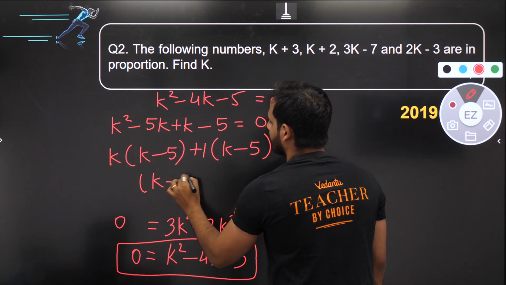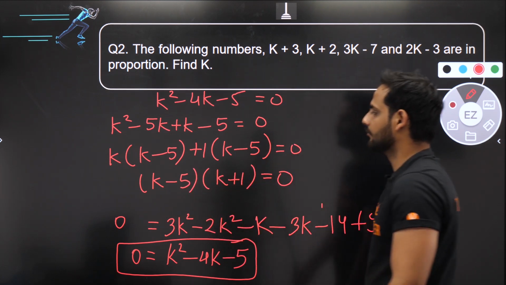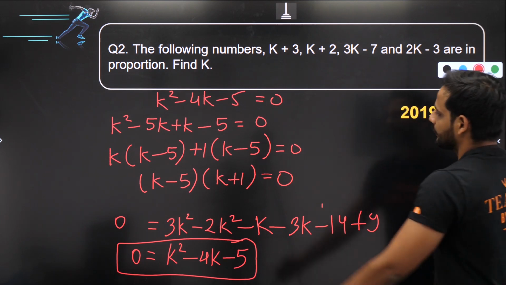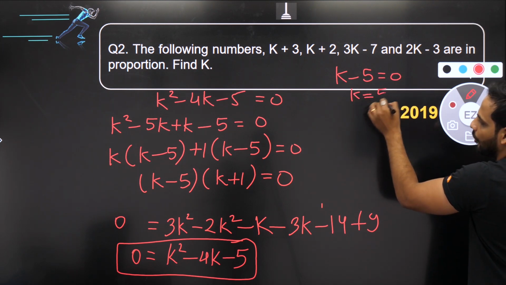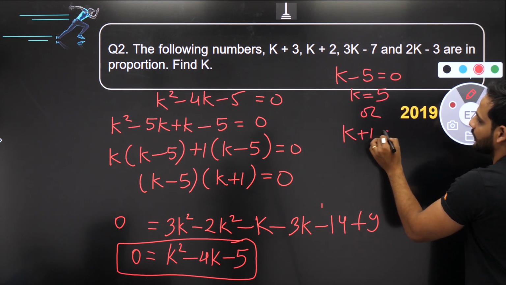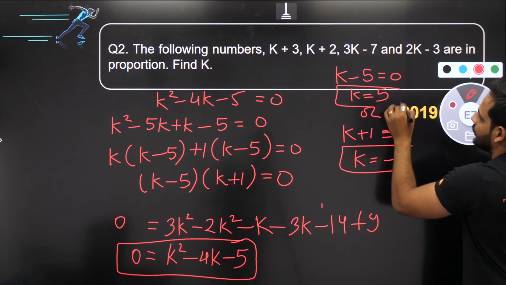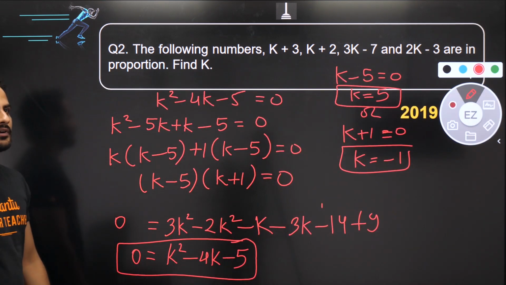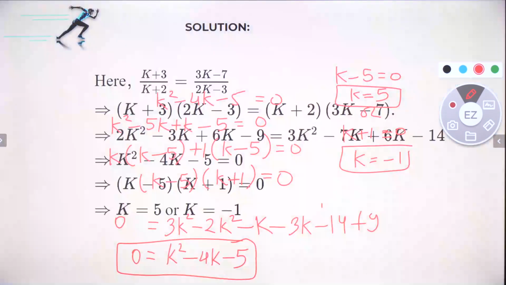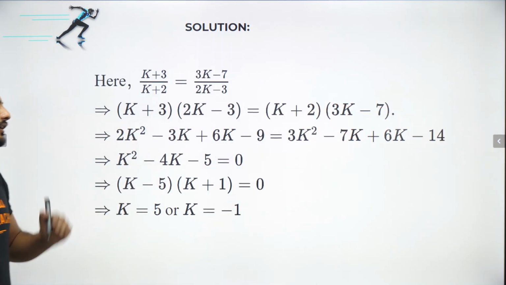You have got k minus 5 into k plus 1 equal to 0. If this is true, we have got two values for k. What are those two values? Either k minus 5 should be equal to 0, so k is equal to 5, or k plus 1 equal to 0, so k is equal to minus 1. These are the two values which we got. So the values of k are 5 or minus 1. You can see the solution one more time. Same method we have done here. Let's move to the next question.